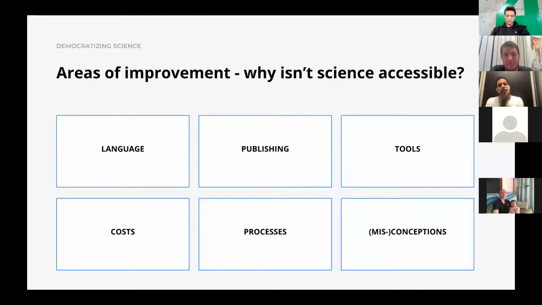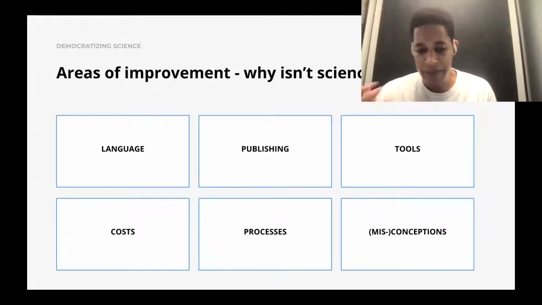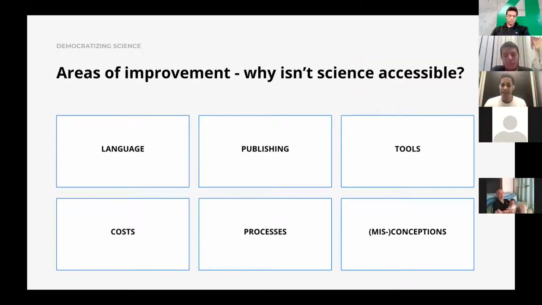So here I've listed, and this is by no means exhaustive, some areas of improvement in the world of science. So, why isn't science accessible? The first there is language. I kind of alluded to that previously when I was talking about my work with Science in the Classroom. I think that sometimes language makes science very difficult and can be very off-putting to some. I think that by using simpler language, it makes science more accessible.